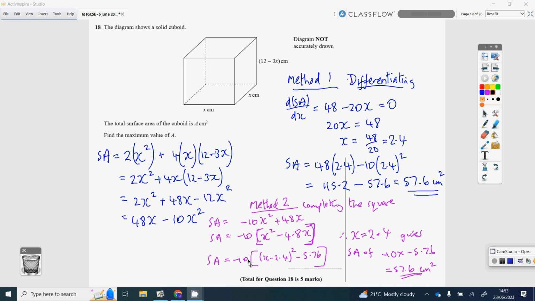given I'm multiplying by minus 10, I want the inside to be the biggest possible maximum. I need this to be 0. So again, my x value is going to be 2.4. And just like above, you then substitute that back into the surface area equation to get 57.6. So I think the differentiating method is easier, but you could have done this by completing the square if you prefer.